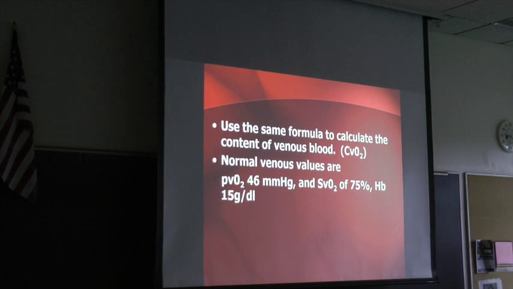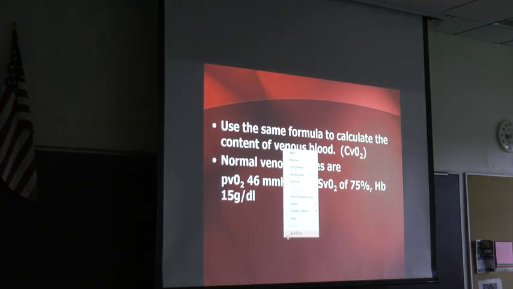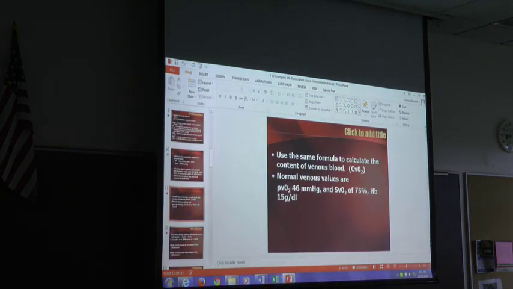It gives you normal venous values, and it says that the pressure of oxygen in the veins is 46. It's actually 40 millimeters mercury. So can you make a correction on your PowerPoint? It should be a zero.